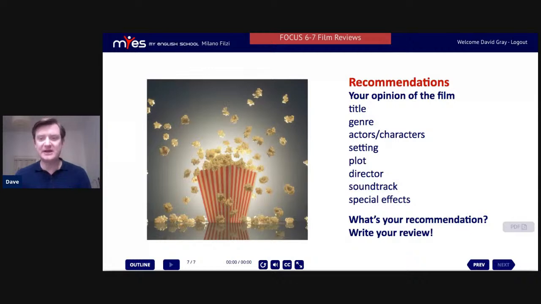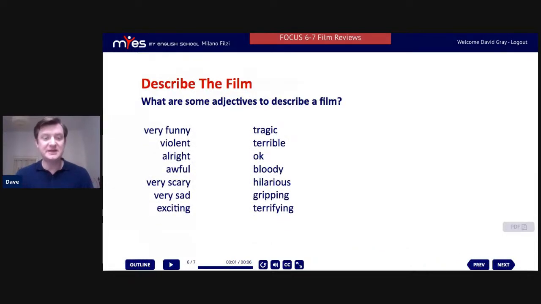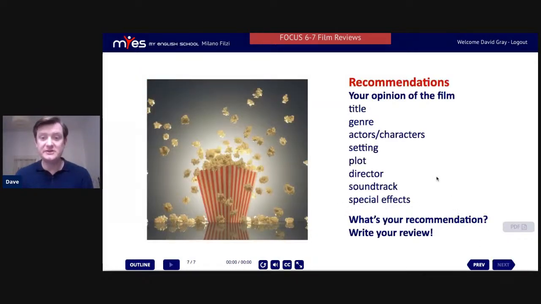Is the soundtrack scary? Does it have a terrifying soundtrack? Or thinking about the other words, is the soundtrack very sad? You can use some of those words to describe the soundtrack. What are the special effects like? If you like action films, you can describe the special effects. Use some adjectives that you know.